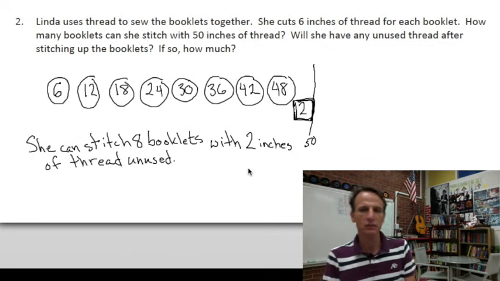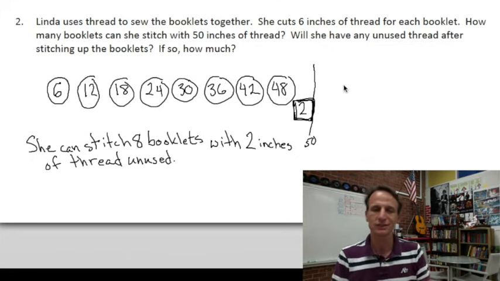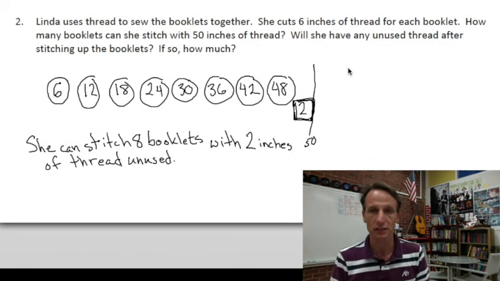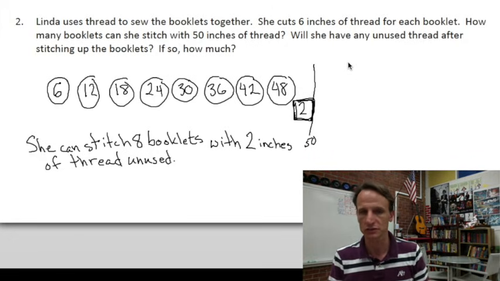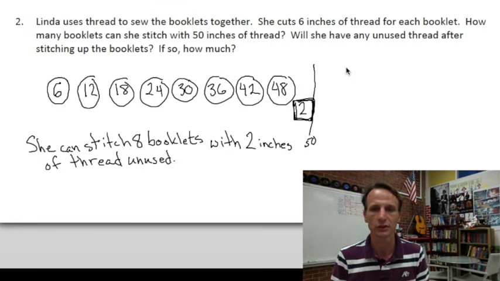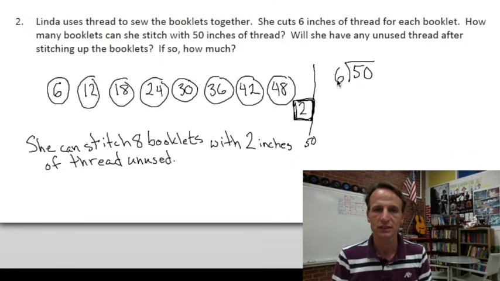Okay, she can stitch 8 booklets with 2 inches of thread unused. And again, let me just show you what this will look like in division world. And this is just a sneak preview. This isn't a necessary part of answering this question, but so you see what it's going to look like. So we have 50 inches of thread, right? And we are literally dividing that, cutting it up, into 6-inch pieces.